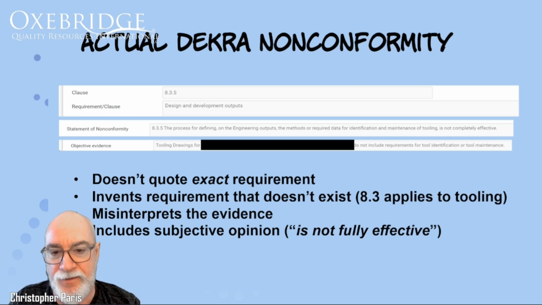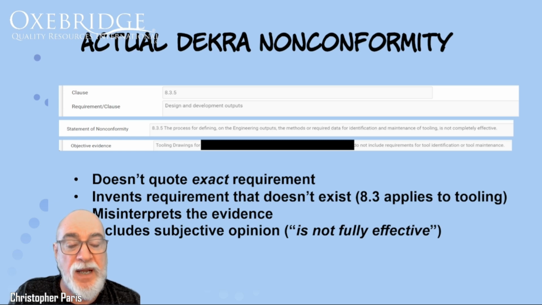So in this case, the DECRA auditor didn't quote the exact requirement and just put a clause number, then made up a requirement, invents a requirement that doesn't exist, saying that 8.3, which is called design and development of product, now relates to tooling, which you don't even sell. Therefore, it's not a product. They just made that up.